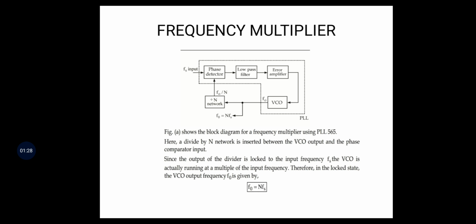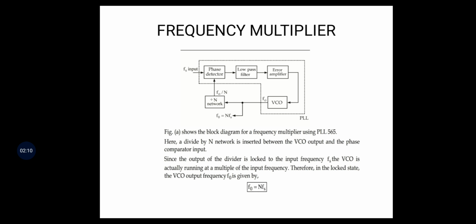In this circuit, there is an input signal. It has the frequency Fs and goes to the phase detector. What is the function of phase detector? It multiplies the time domain signals and generates the addition in the frequency domain signal. Next stage is low pass filter, next error amplifier. The control voltage is given to the voltage control oscillator. The output of the voltage control oscillator is F0. Here F0 equal to N Fs.